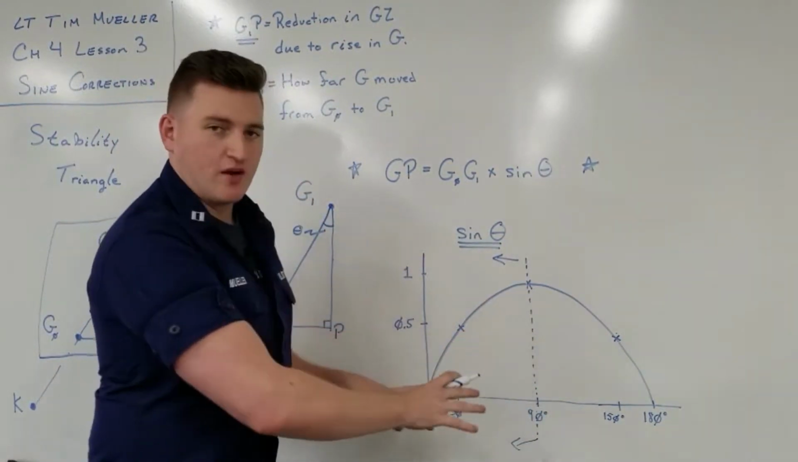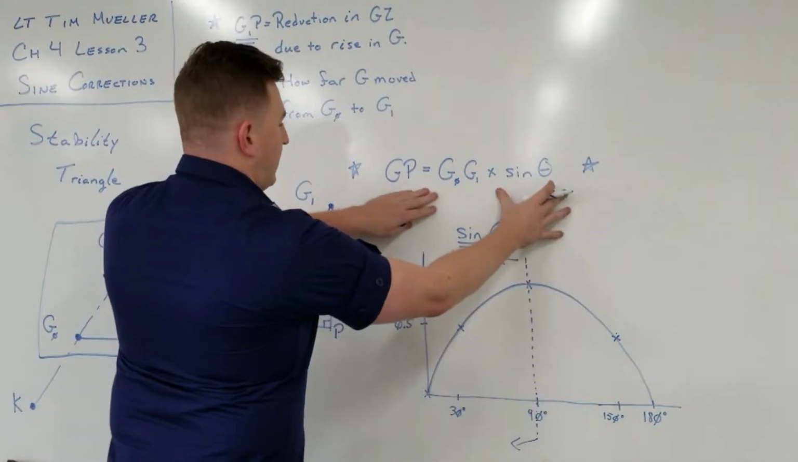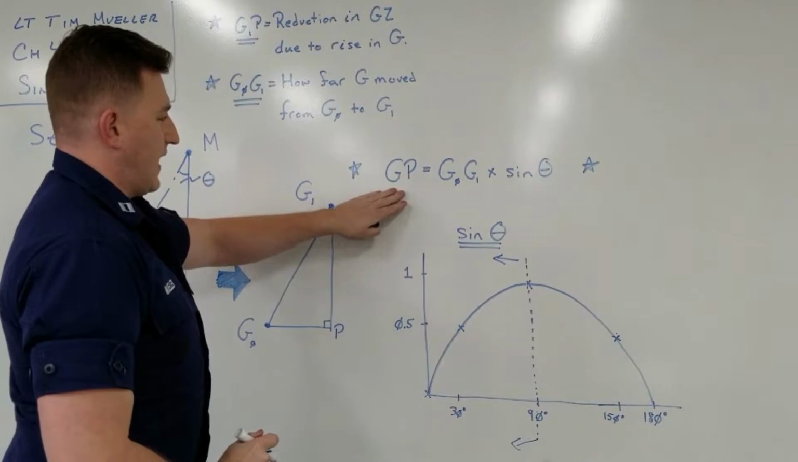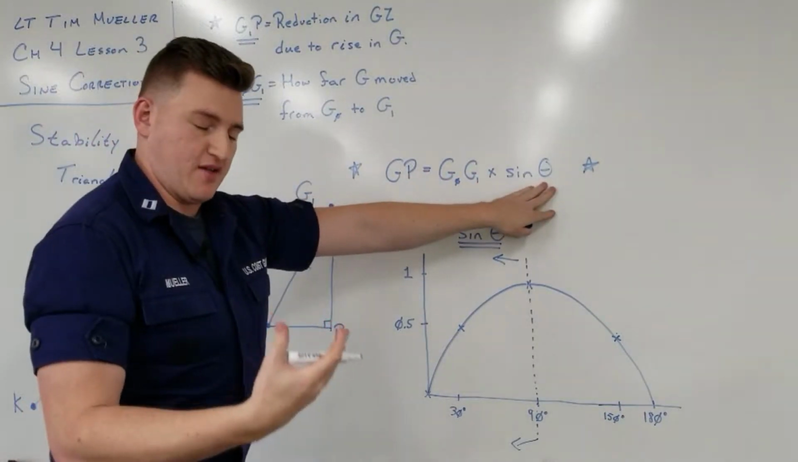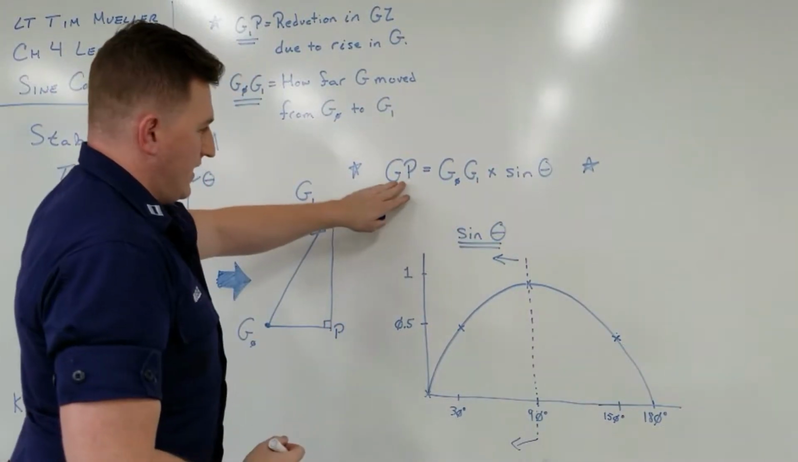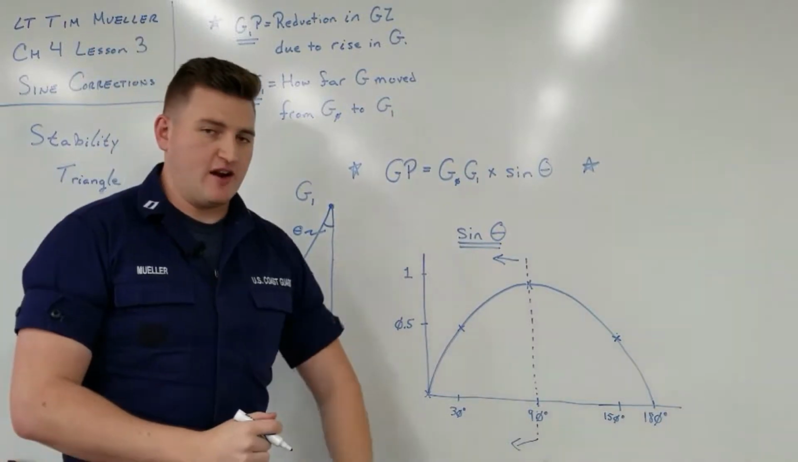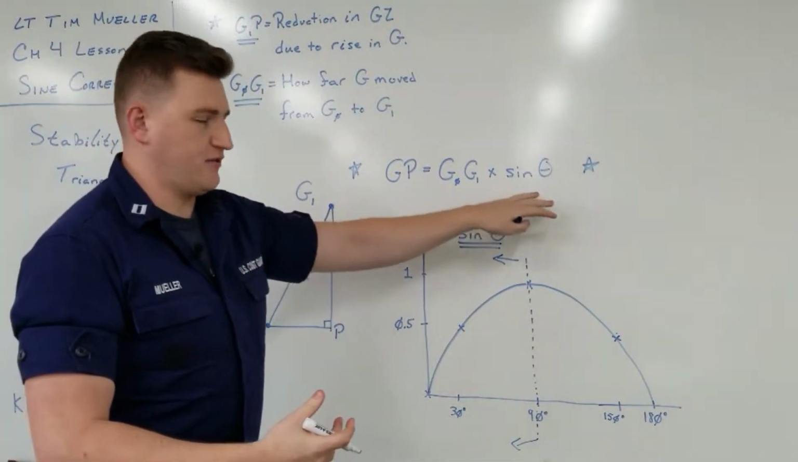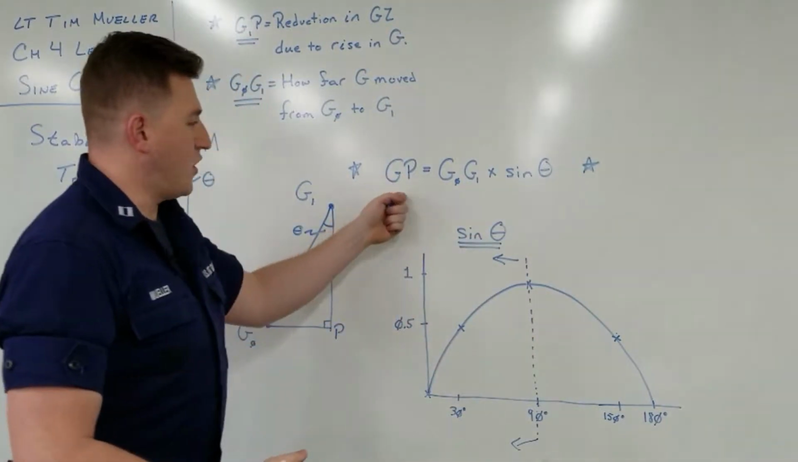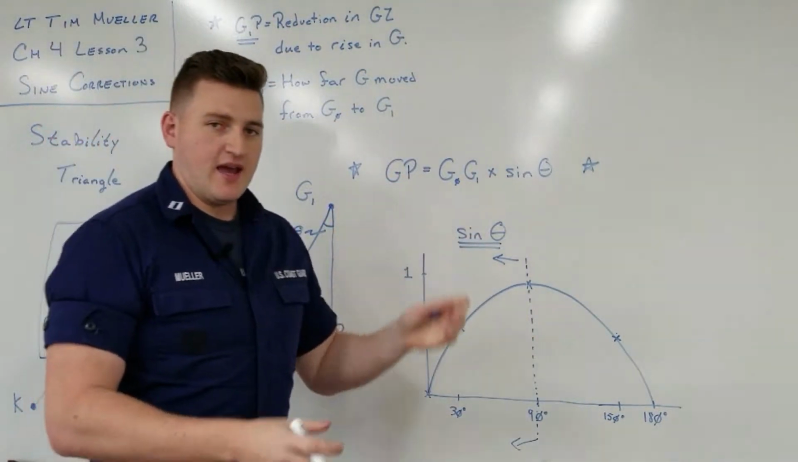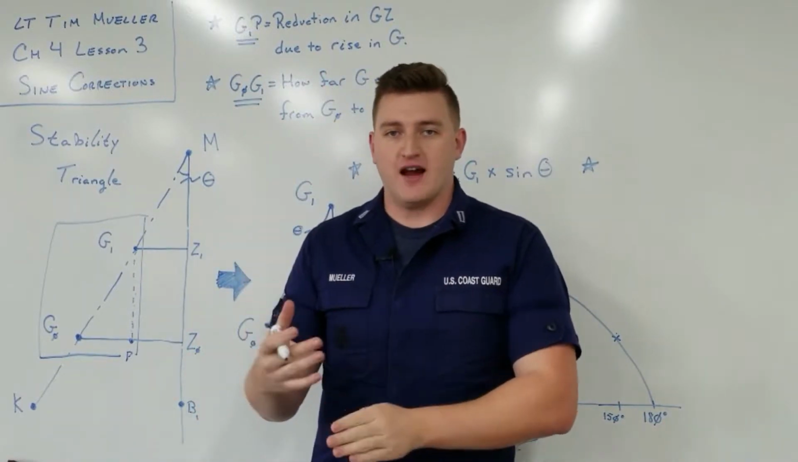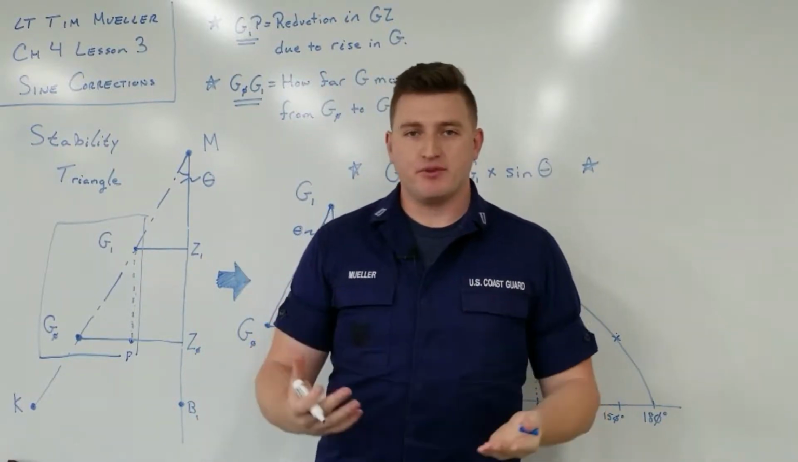Taking that information that we know and plugging it into here, we see that at low theta, so let's say theta equals 0, GP, the reduction in the righting arm, equals however far it moved times 0, which means that there is no reduction in the righting arm at 0 degrees of inclination due to a vertical rise in the center of gravity. And that makes complete sense.